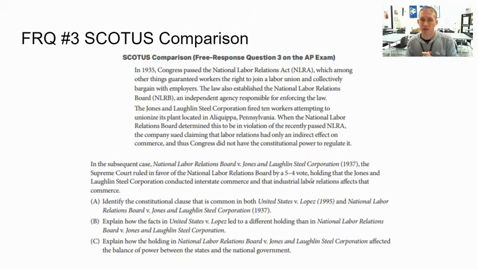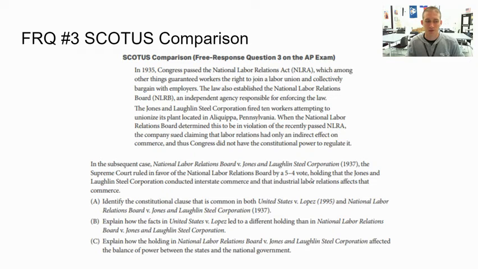You might think that just sounds like do one thing, but B always wants you to do two things. So explain the facts in U.S. v. Lopez. That is part 1. And then how those facts in U.S. v. Lopez led to a different holding or result than National Labor Board v. Jones. So you explain the facts, and then you explain how they are different. And so it's two separate things. Anywhere from 3 to 4 sentences should be more than sufficient to answer that question and then move on.